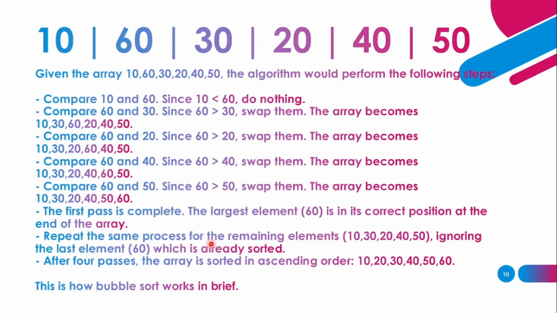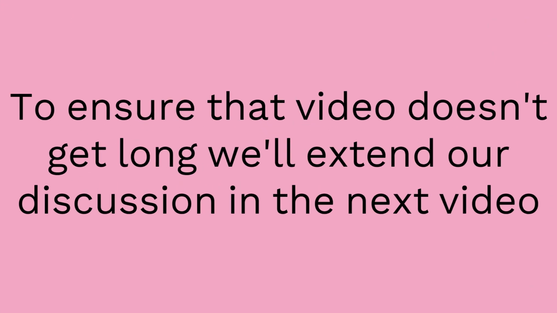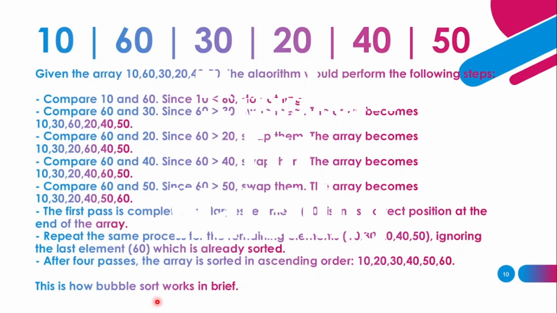Repeat the same process for the remaining elements. On the last position we have placed 60. Similarly, this operation has to be performed for all the positions until each position has found its correct element. So this was the working of bubble sort in brief. After the first pass there would be a number of passes, and after this operation is completed, our array would look like this, which is in ascending order. So this was the brief working of our bubble sort algorithm.